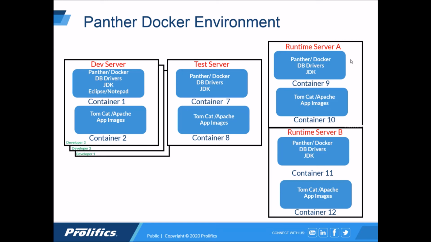If a 4th developer joins the team, guess what? All they have to do is stand up a new Docker image on developer 4's machine, which should take a minute to do. And once developers have completed development and they're deploying to your test server, same thing happens. The image gets copied over to the test server and testing happens. And same thing over at runtime.